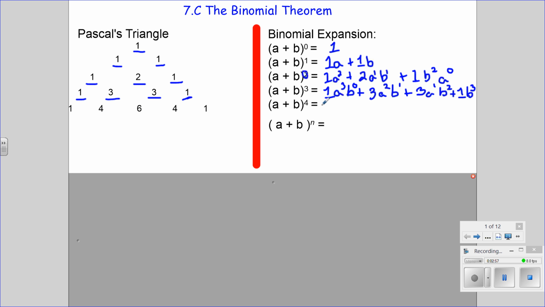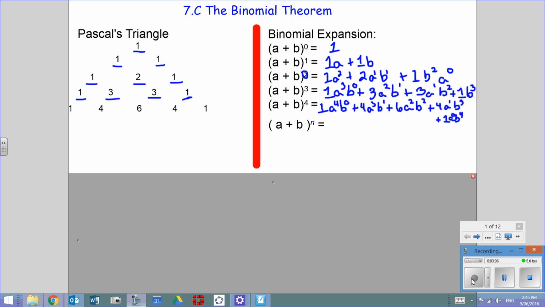So I stop when my exponent hits that n value. So if we do this one more time, go ahead and pause here and see if you can write out what a plus b to the fourth will look like. So go ahead and take a look and make sure you've matched as well. So we have this pattern where our first term starts with the nth power and then decreases till it hits 0. And then our second term starts with 0 and increases until it hits n.